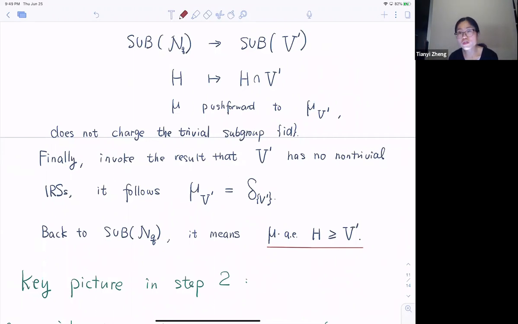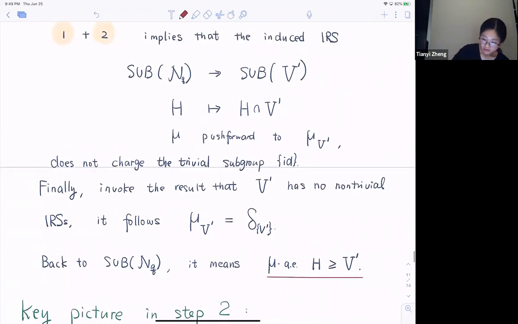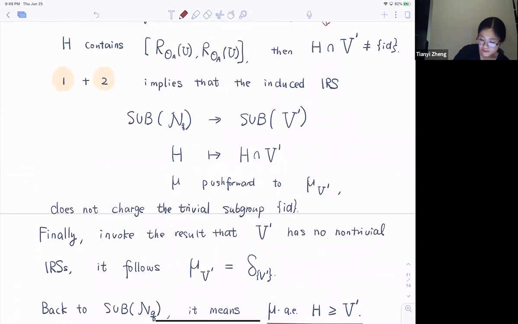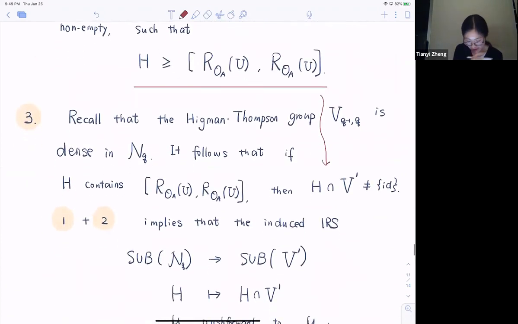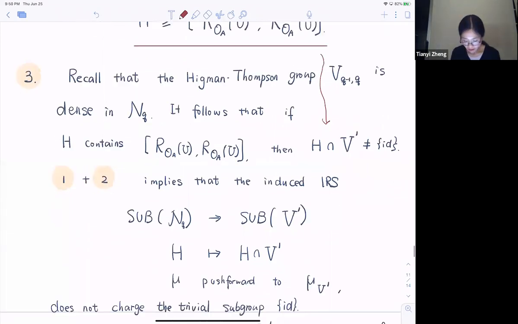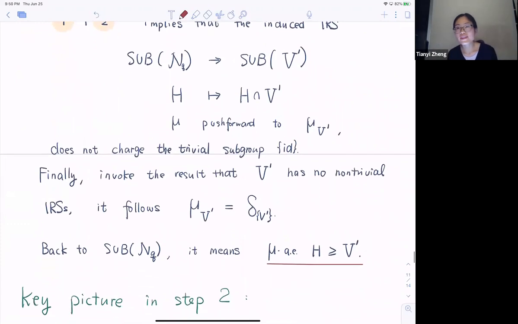So you just take the closure of B prime, and then it's the whole group. So the outline is a bit similar to the proof of absence of lattice. We go to these elliptic subgroups OA and then prove some properties of induced IRSs there, and then using this containment of rigid stabilizers, it implies that it has to intersect with the Higman-Thompson group, and then we conclude using known results about invariant random subgroups of V.